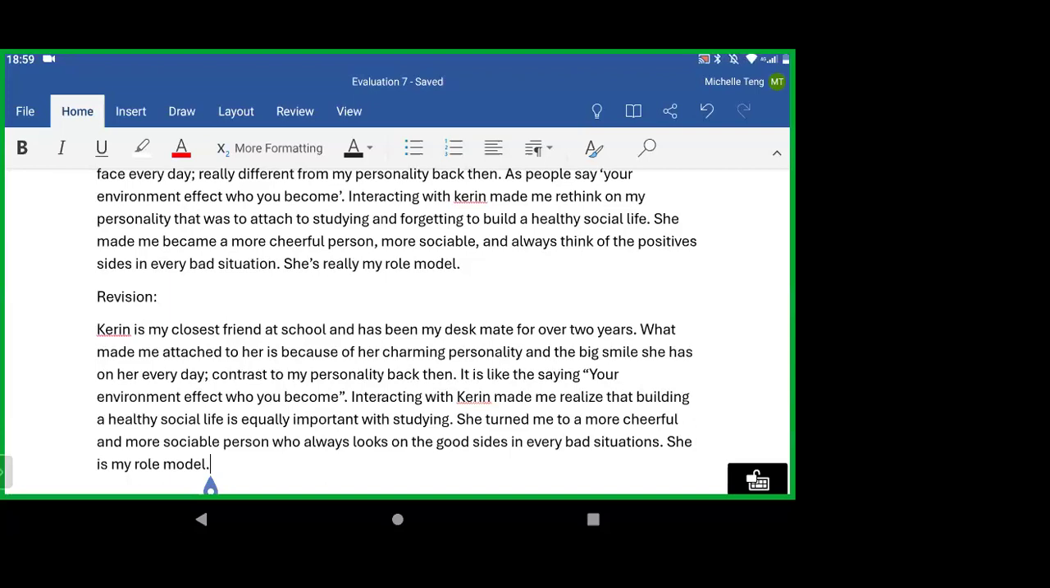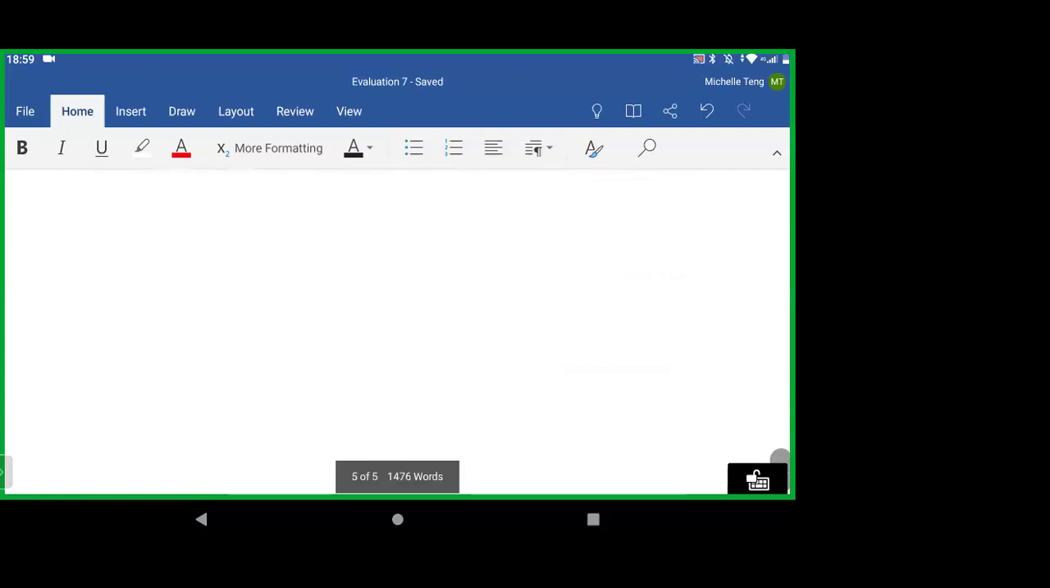In every bad situation, she's really my role model. You can just shorten that to she is my role model. So just make it short. So that's all for the revision.